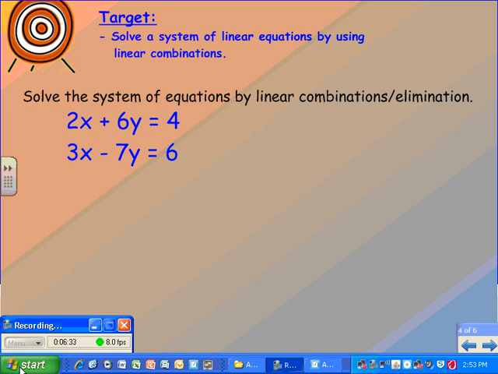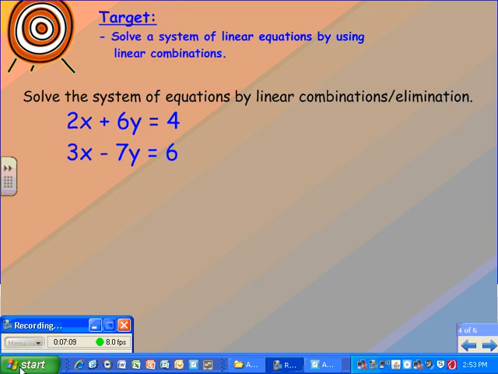So my coefficients in my x terms are 2 and 3, and one is not a factor of the other, so we can't use either one of those. My y coefficients are 6 and -7. Neither one of those are factors of each other, so we can't use either one of those. So we're going to have to make a decision. Do we want to get rid of our x's or get rid of our y's? And we're going to have to find the least common multiple, or the least common denominator of both of our coefficients so that we can get the opposites that we need to eliminate. I think working with 2 and 3 are going to be easier than working with 6 and -7.